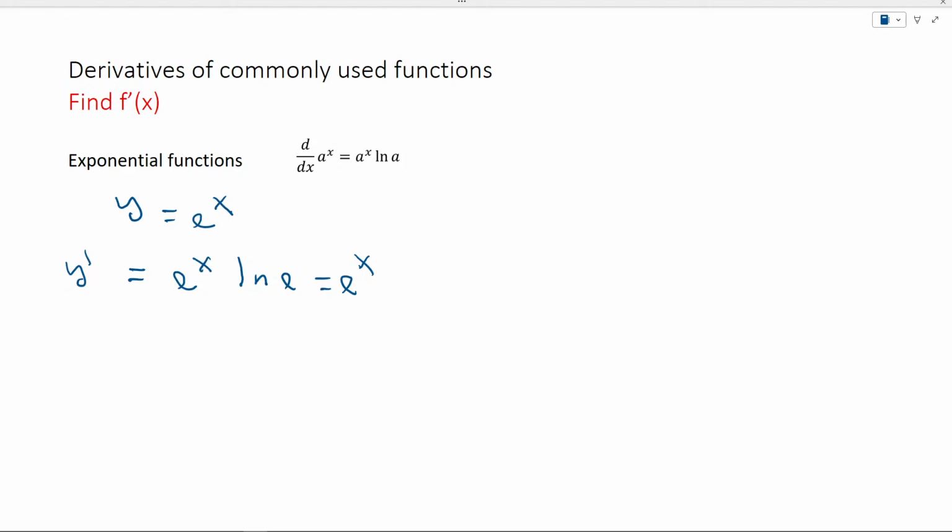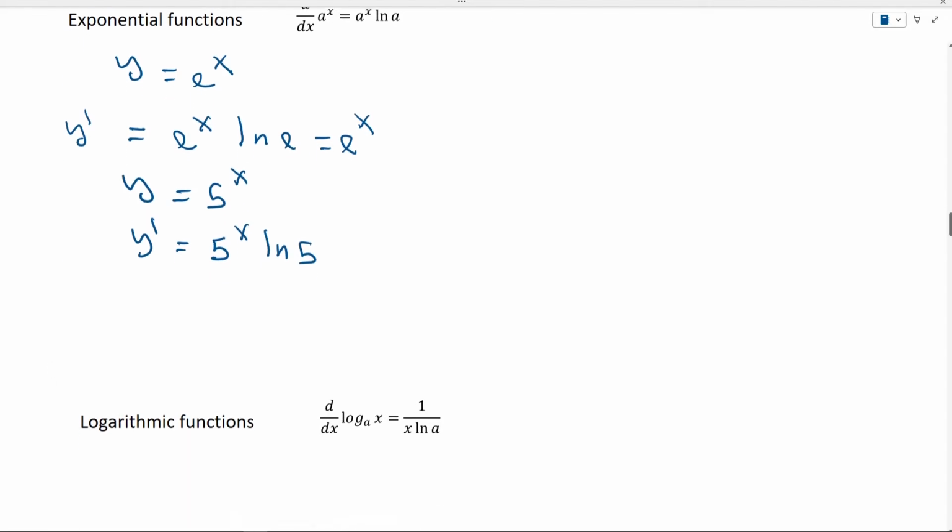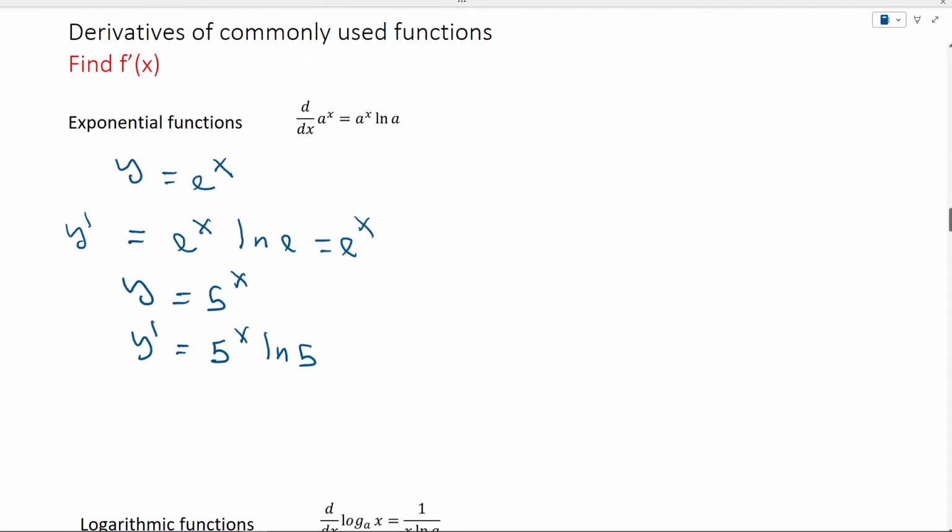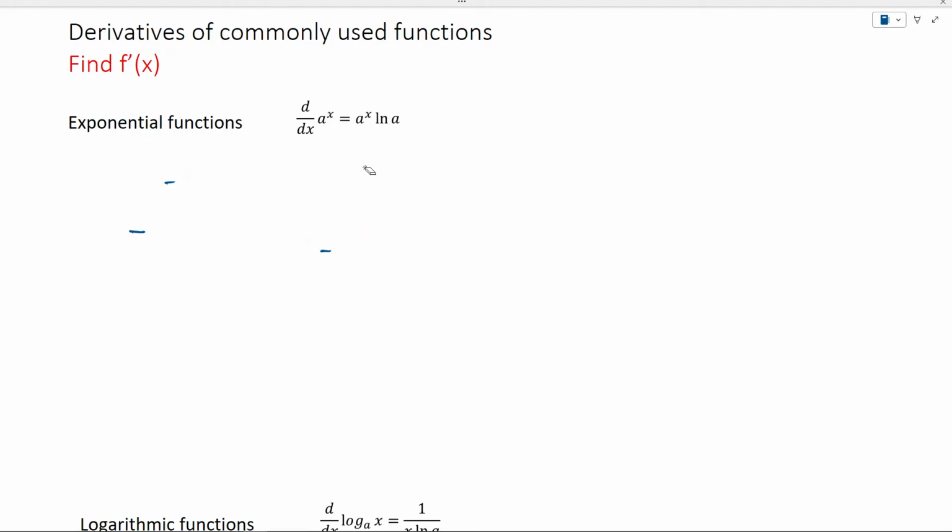Let's do another example: y is equal to 5 to the power x. If we apply this rule, the derivative would be 5^x ln 5. I mean, this is trivial. Let me delete this, and let's do something more interesting where we can apply the rule: you see this, 5 to the power 2x plus 1.